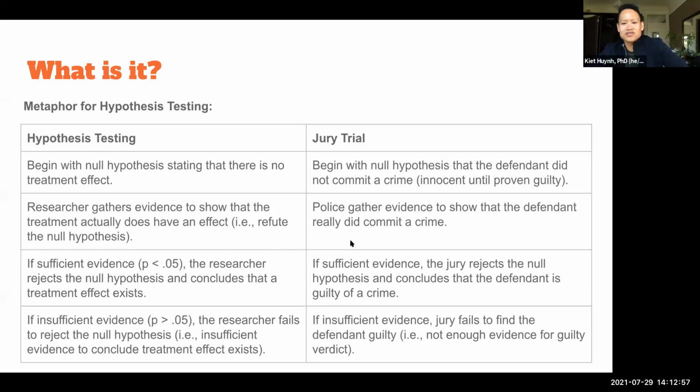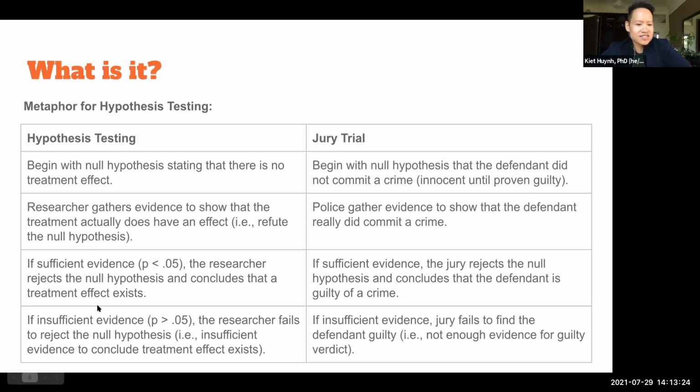How that relates to a jury trial is that the police have to gather evidence to show that the defendant really did commit the crime. The police are trying to convince the jury to let go of the assumption that the defendant is innocent. They're trying to gather evidence to refute that assumption and to show that the defendant is guilty of a crime.